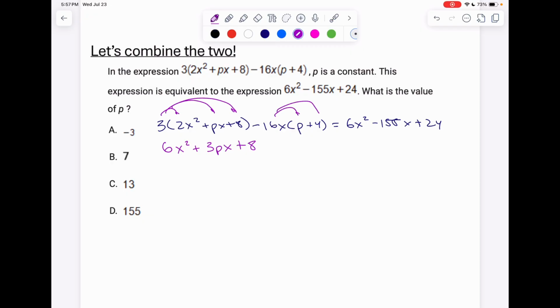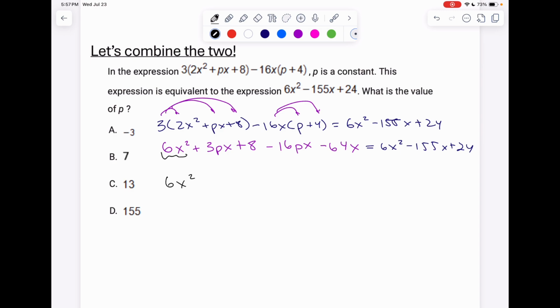Let's distribute this negative 16x. So we'll get negative 16px plus 4 times negative 16x gives us negative 64x. Now, let's set that equal to our 6x squared minus 155x plus 24. And let's simplify our left-hand side. Our squared term doesn't have any like guys to combine with, so we'll just leave that as 6x squared.